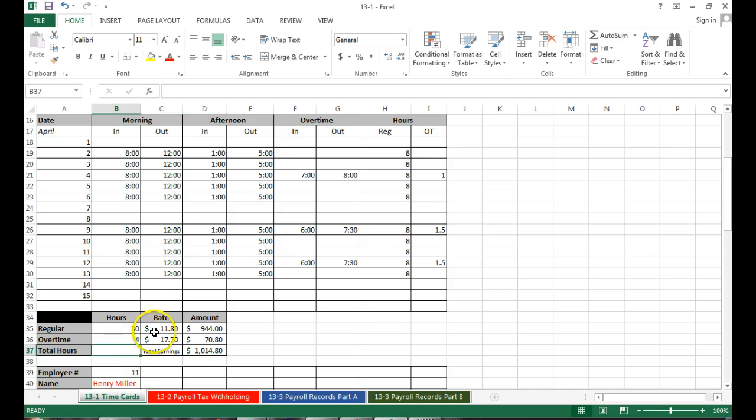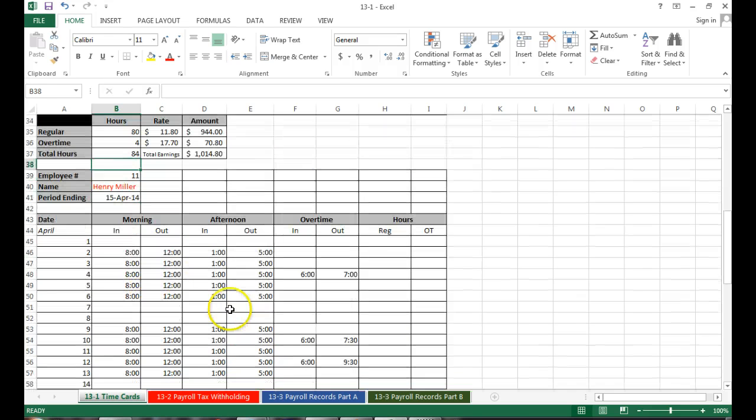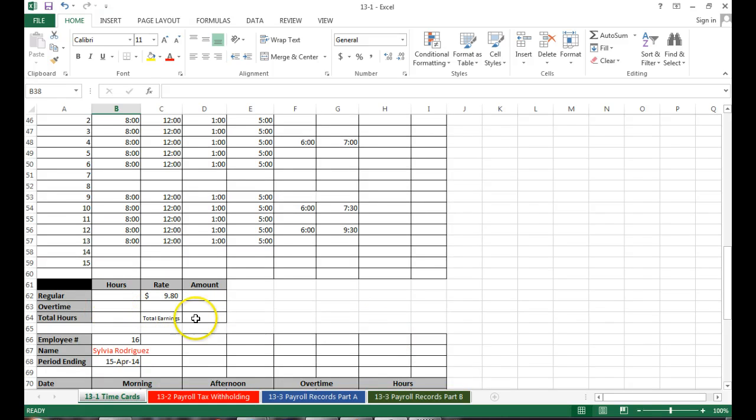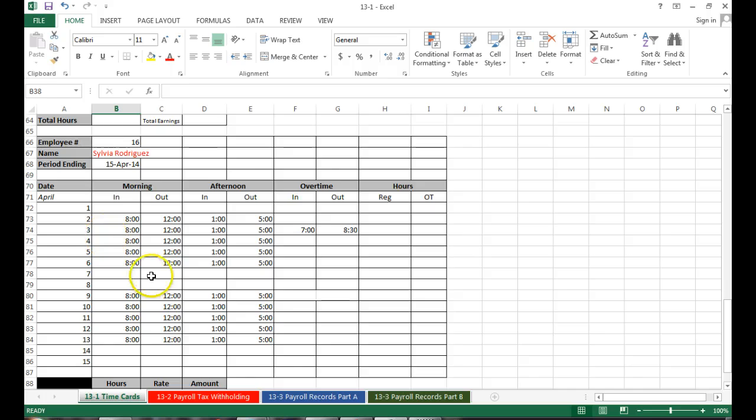Let's go ahead and total up our total hours as well. Auto sum. Select both of those cells. Hit enter. 84 total hours. I want you at this time to do Henry Miller's, add up the regular hours and overtime hours, put in the formulas for calculating the total earnings, and I also want you to do it for Sylvia Rodriguez.